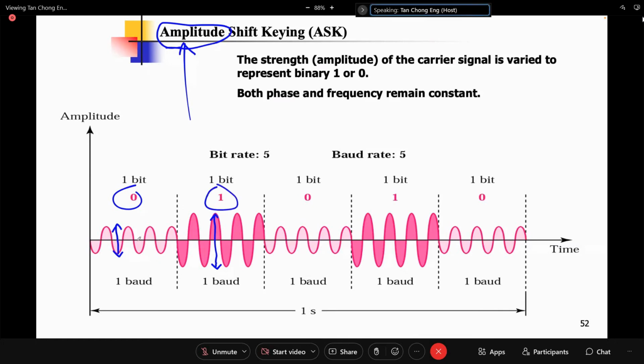That's why you can see this one: low, high, low, high, low. So it's 0, 1, 0, 1, 0. Right? So that is very easy. When you hear the words amplitude shift keying, the technique itself is manipulating the amplitude of the signal to represent 1 and 0.